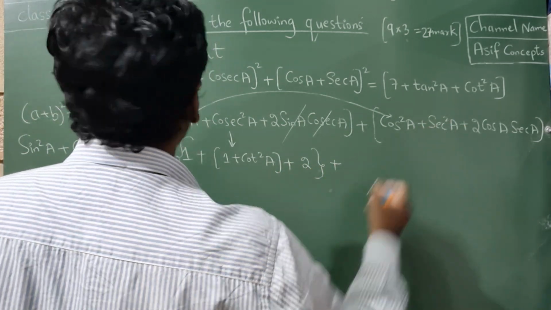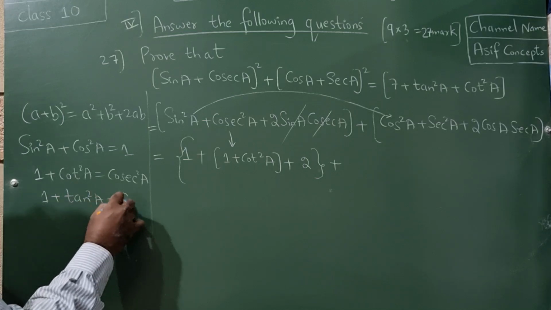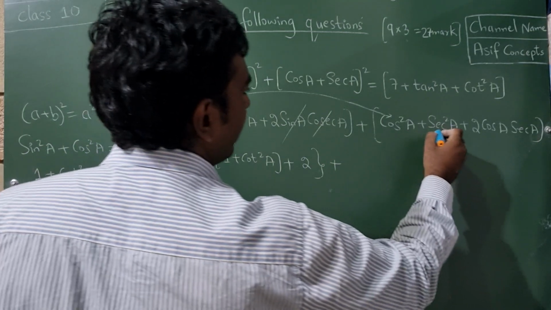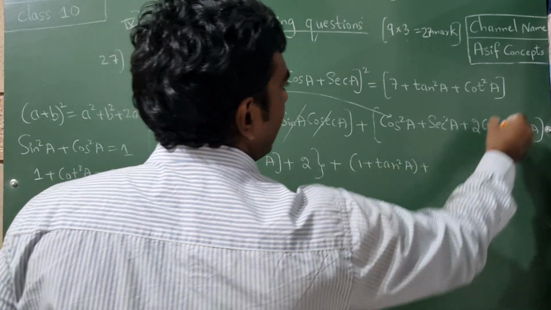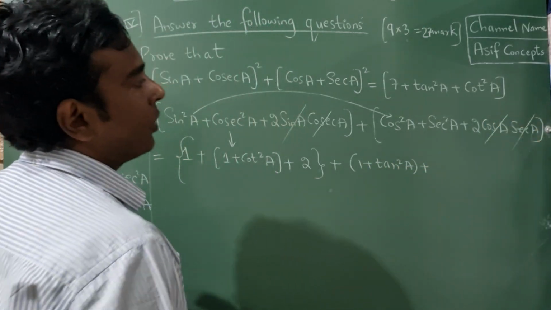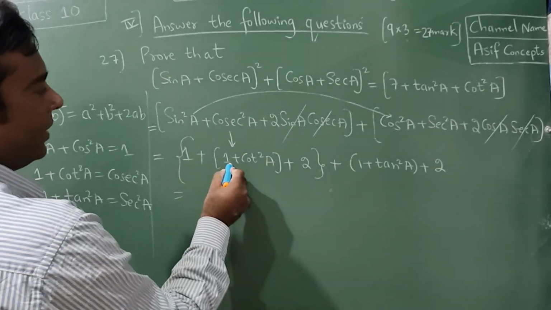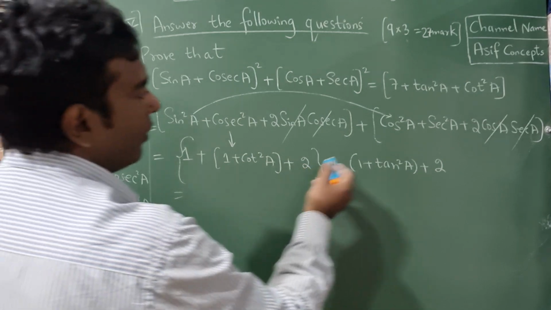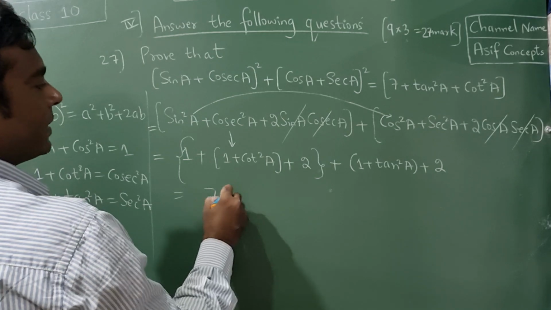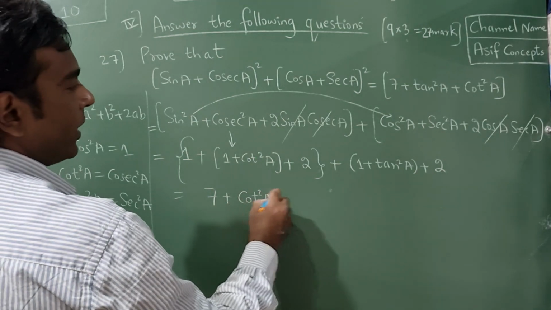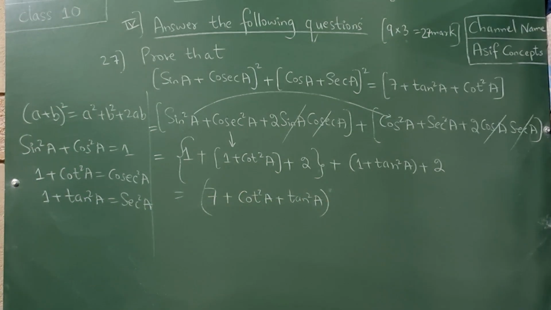Plus, now here secant square. So 1 plus tan square a is equal to secant square a. So for this I am going to write 1 plus tan square a plus cos a and secant a are reciprocal of each other. So what is remaining? Only 2. You can see here 1 plus 1 is 2, 2 plus 2 is 4, 4 plus 2 is 6, 6 plus 1 is 7. So I am going to write 7. So what is remaining? Cot square a plus tan square a. Over.